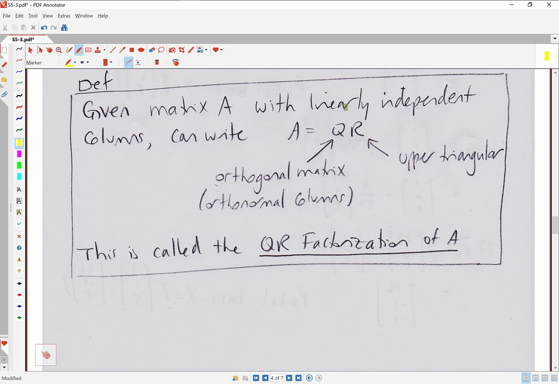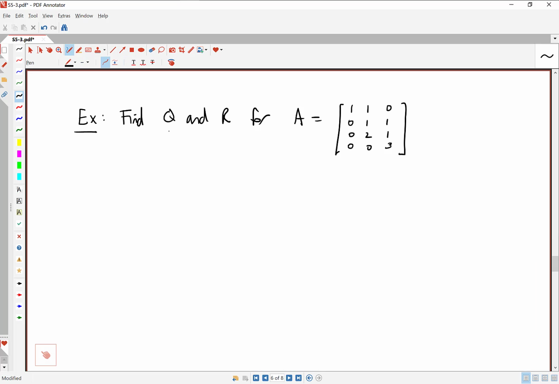Given a matrix A with linearly independent columns, we can write A in the form Q times R, where Q represents an orthogonal matrix. So remember that means a matrix with orthonormal columns. And R represents an upper triangular matrix. So when we write A in this form, A equals QR, this is called the QR factorization of the matrix A. In this problem, we're going to find the matrices Q and R for the given matrix A.